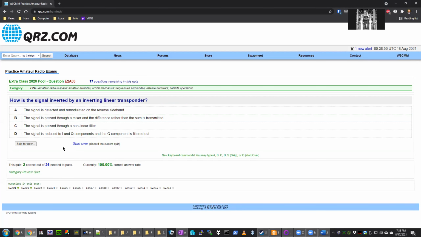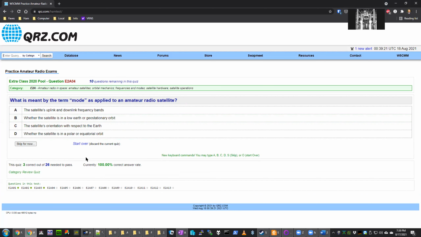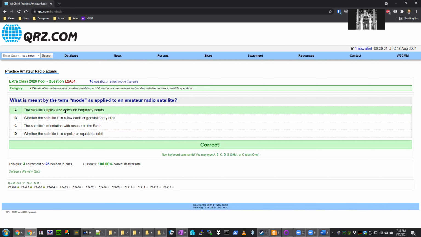How is a signal inverted by an inverting linear transponder? This is all B. Everything's B. Yeah, it's going through the mixer and it's using the difference instead of the sum, and that will invert the signal. So what is meant by the term mode as applied to an amateur radio satellite? A. Yeah, the uplink and downlink frequencies or frequency bands.